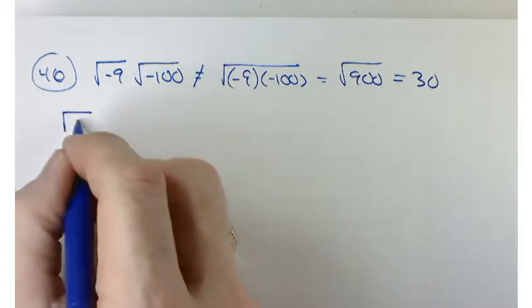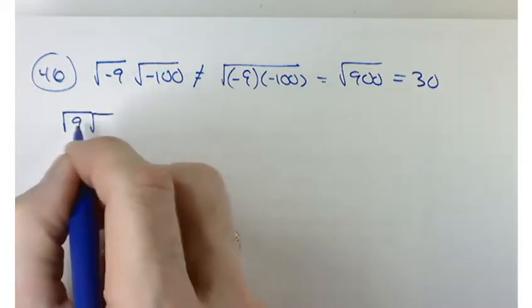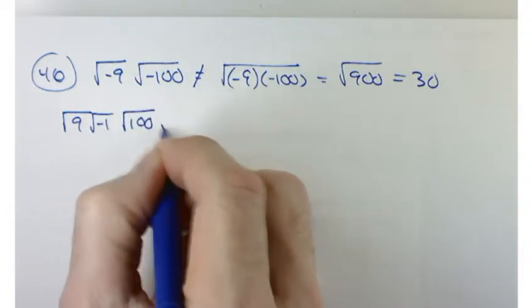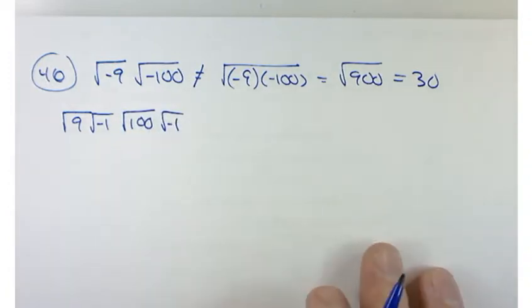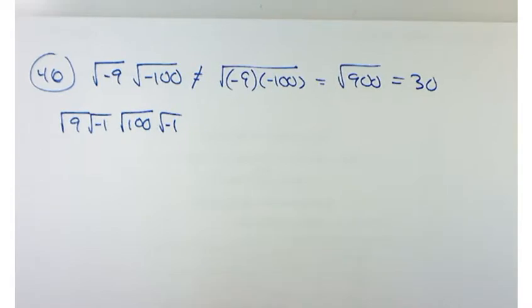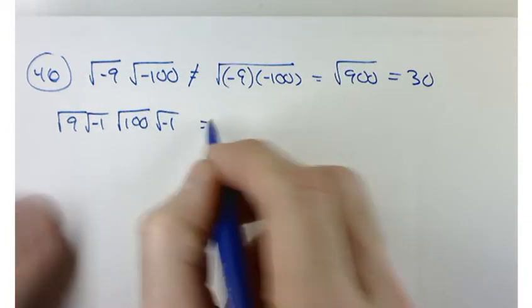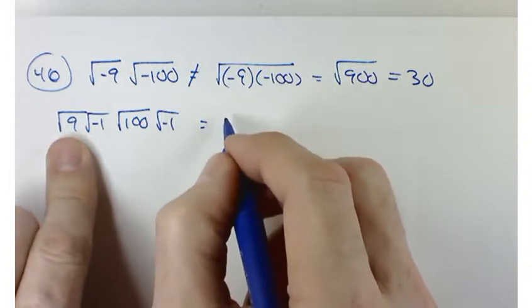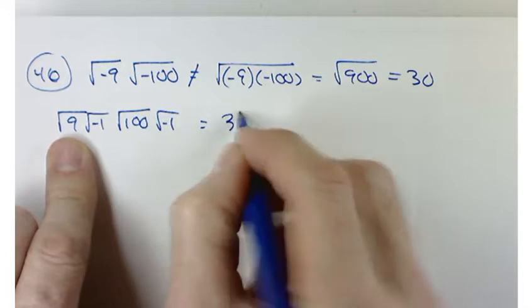Yeah, break off that i term. So this is square root of 9 times square root of negative 1, square root of 100 times square root of negative 1. Okay. Now each of those terms simplifies. Nikki, how do these simplify? Not 9. 3i. Good.